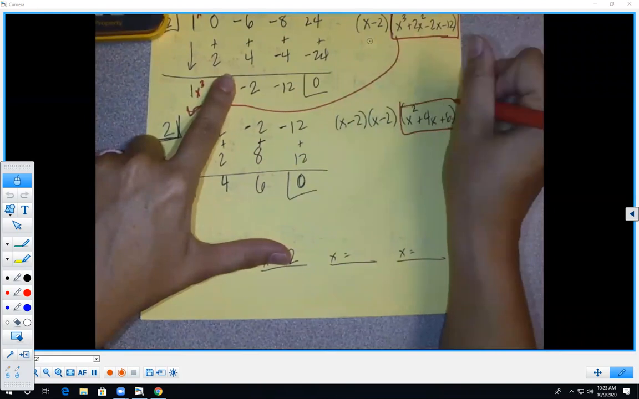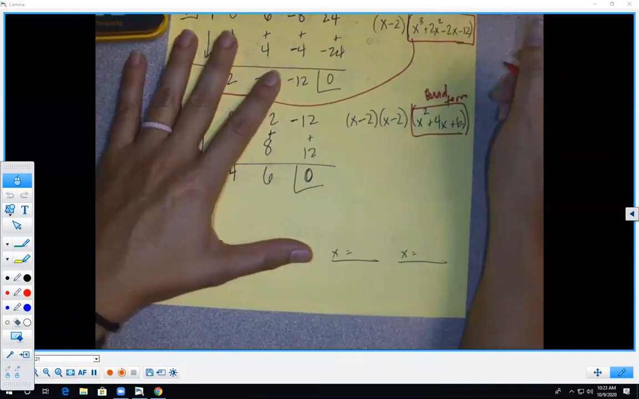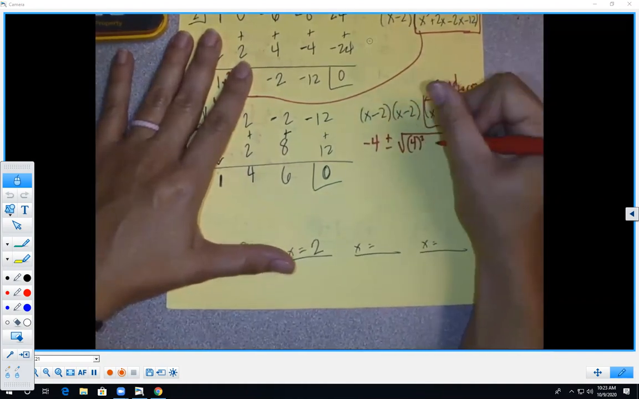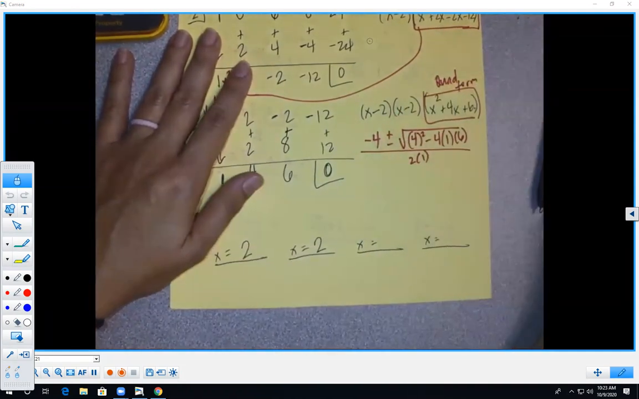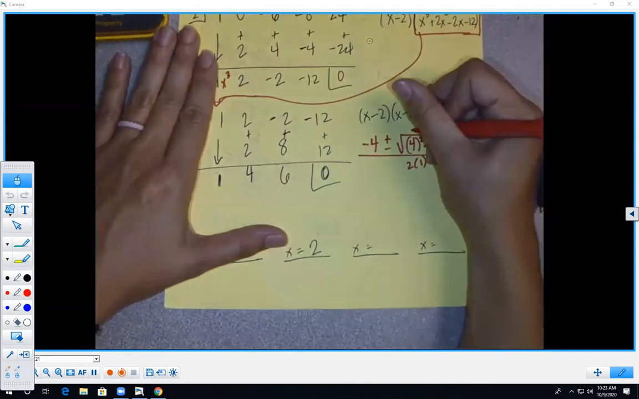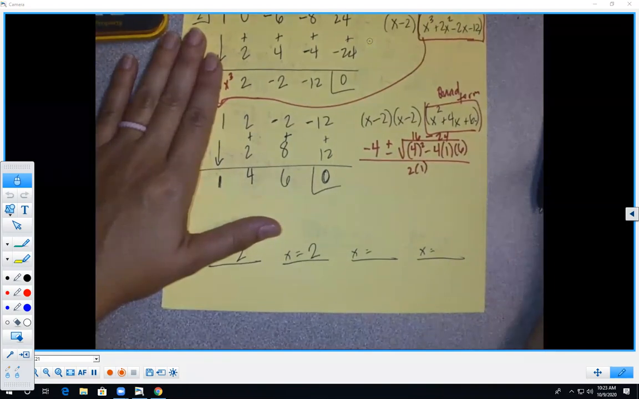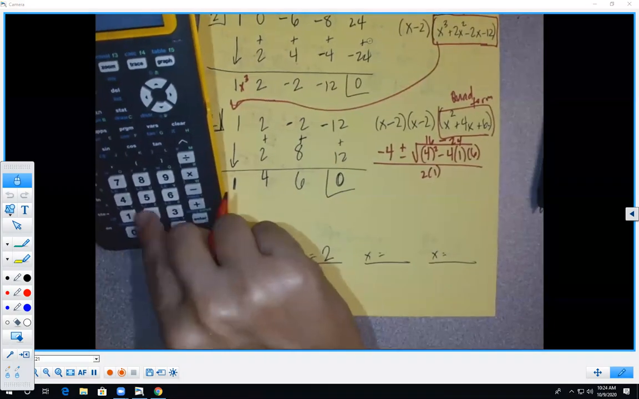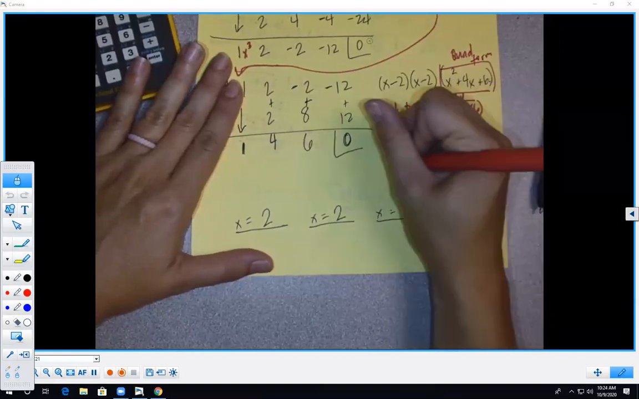Okay, so I'm going to do the quadratic formula here. So negative b, -4, plus or minus the square root of 4 squared minus 4 times 1 times 6, all divided by 2 times 1. 4 squared is 16. 16 minus 24 is -8. Is that right? I've been up for a long time today. 16 minus 24, yes, -8. So I get -4 plus or minus the square root of -8 over 2.